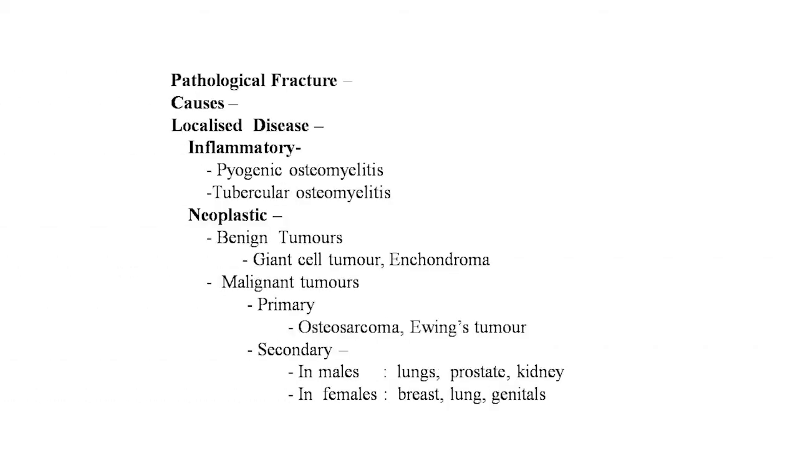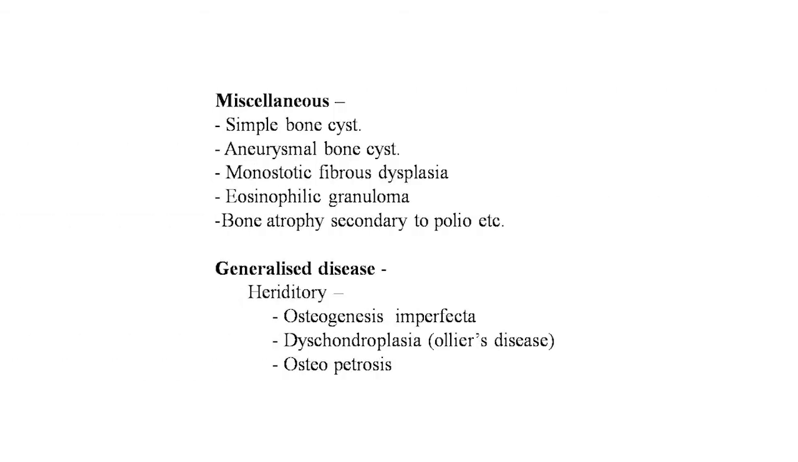Now, the next point of this lecture is pathological fracture. Causes: first is localized disease, inflammatory, pyogenic osteomyelitis, tubercular osteomyelitis. Neoplastic causes are benign tumors, that is giant cell tumor and enchondroma, and malignant tumors, primary osteosarcoma and Ewing's tumor. Secondary malignant tumors are in males from lungs, prostate and kidneys, and in females from breast, lung and genitals. And miscellaneous causes of pathological fractures are simple bone cyst, aneurysmal bone cyst, monostotic fibrous dysplasia, eosinophilic granuloma, bone atrophy secondary to polio, etc. These are the miscellaneous pathological causes behind fracture.